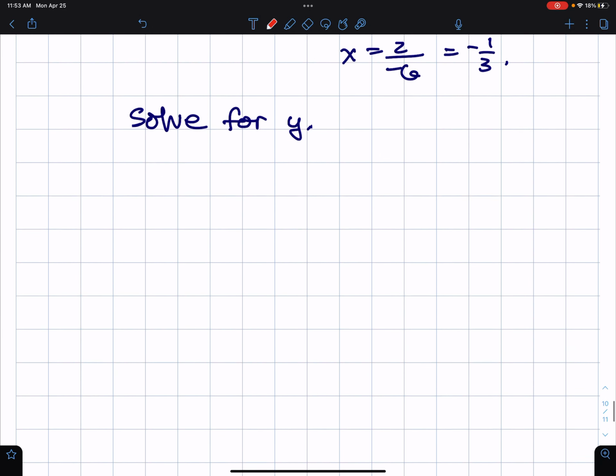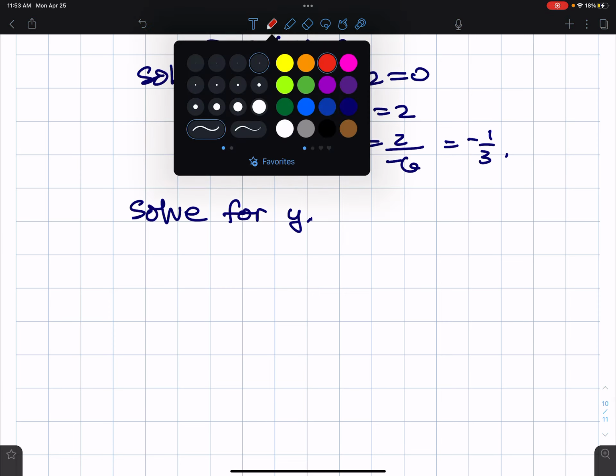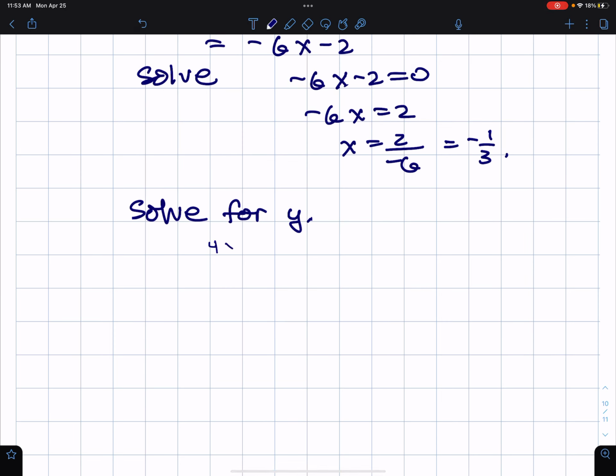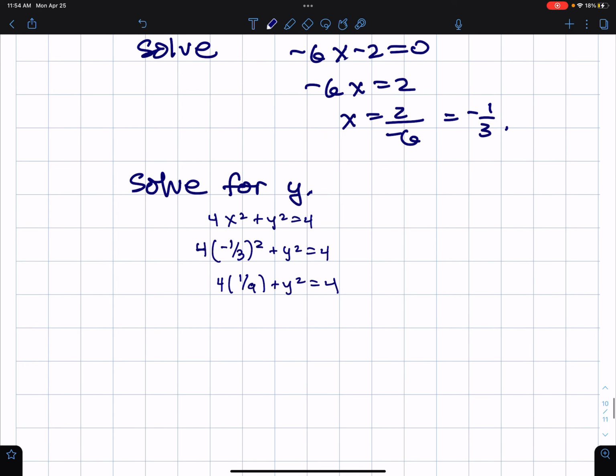All right, so we're going to solve for y, and the way we do that is we're going to use 4x squared plus y squared equals 4. So I'm going to put in for x squared 1/9. Unfortunately, this sometimes ends up being one of the more difficult parts, but I don't know, depending. Okay, so y squared is going to be 4 minus 4 times 1/9, so 4 minus 4/9.